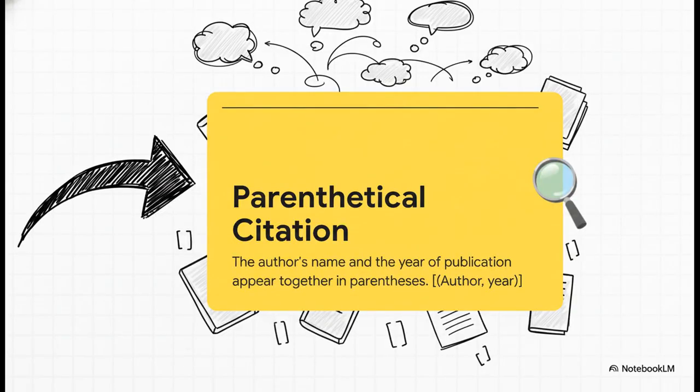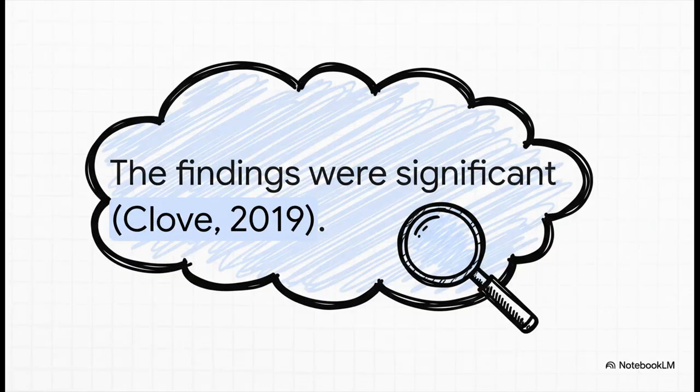Now, the second main type is the parenthetical citation. With this one, the focus is more on the idea you're presenting, not necessarily the person who had it. You make your point, and then you just tuck the source info, the author and the year, inside parentheses right at the end of the sentence. For instance, the findings were significant (Clove, 2019). In this case, your statement stands on its own, and that citation in the parentheses is just there as backup, as your proof. This is probably the most common way you'll see it done.